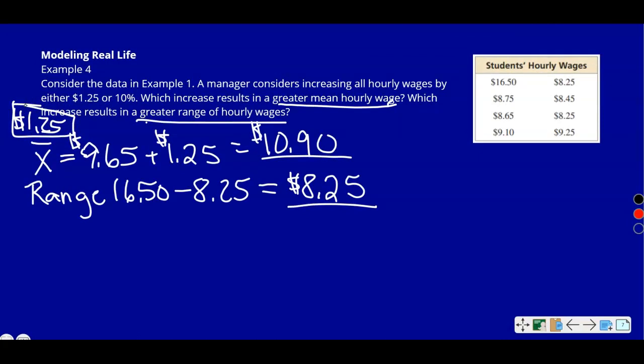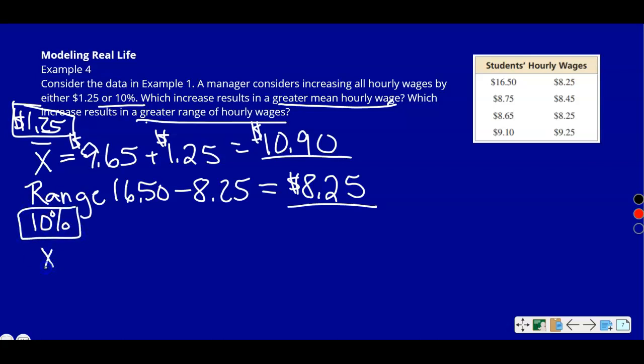All right, now I want to look at it if I increase by 10%. Okay, so remember, if I multiply anything by 1, you get the same number back. So for instance, $16.50 times 1 is $16.50. So if I want to increase by 10%, I have to do 1.1, or 100% plus that 10%, which is 1.1 as a fraction. So this is 10%.